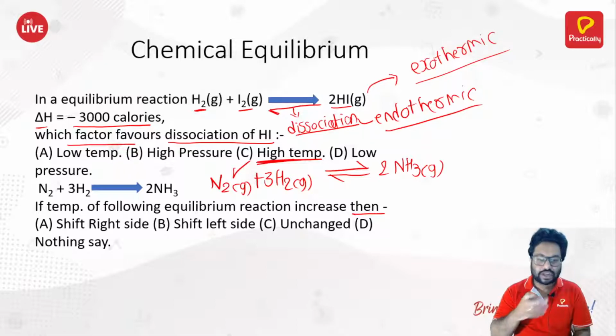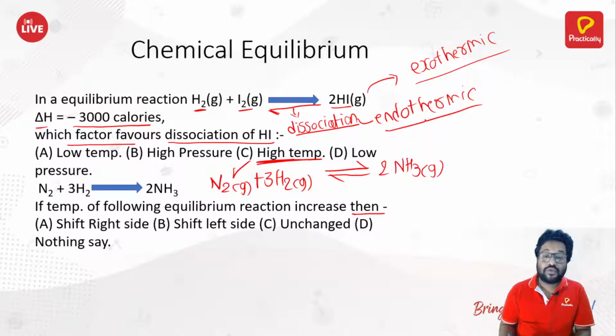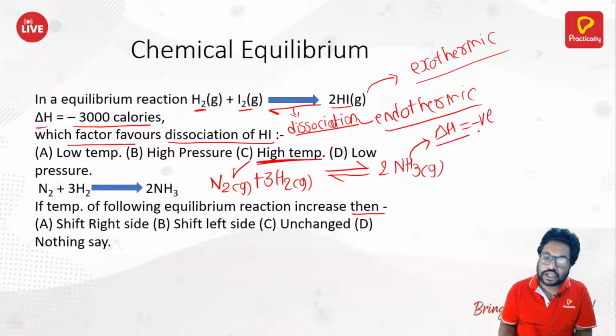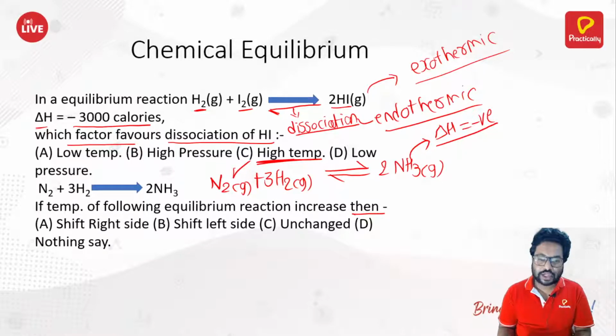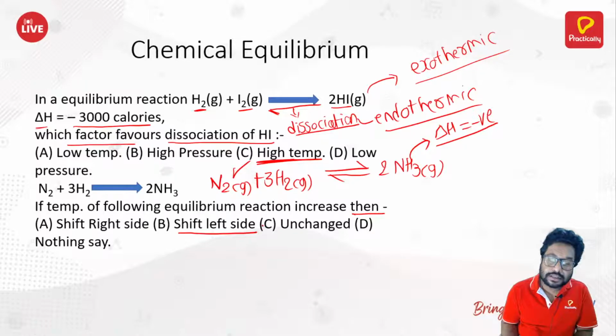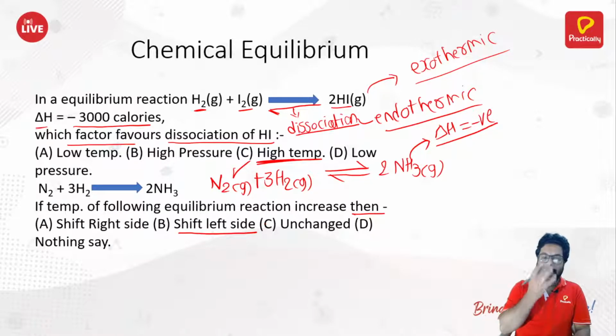This is a historical reaction, and that is why I'm letting you remember that this reaction has delta H negative. That means this reaction is exothermic. And since it is an exothermic reaction, obviously, if you increase the temperature, the reaction will try to go in the reverse direction. That means if the temperature of the following equilibrium reaction increases, then the equilibrium will shift to the left hand side, because the reaction is exothermic. Chalo, moving ahead.